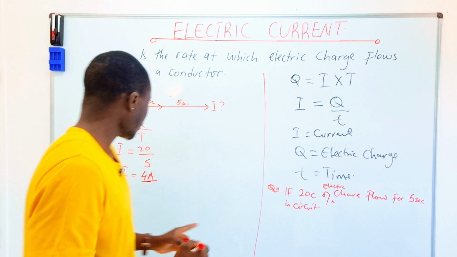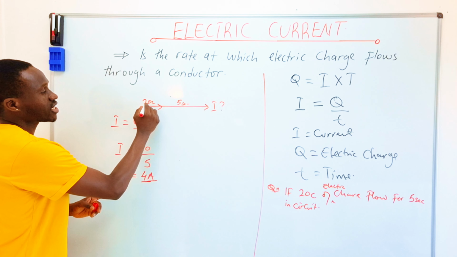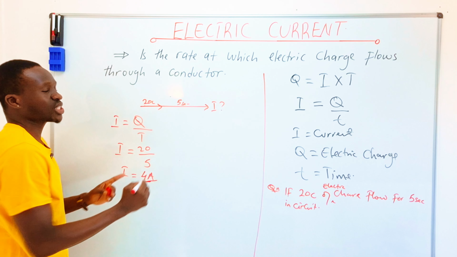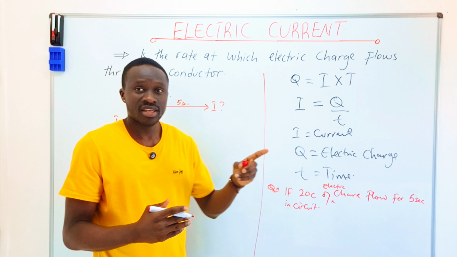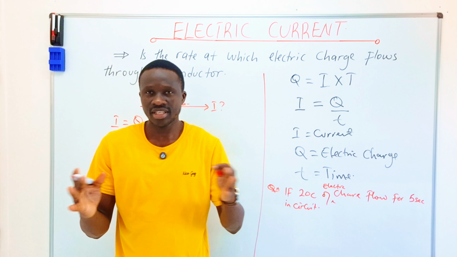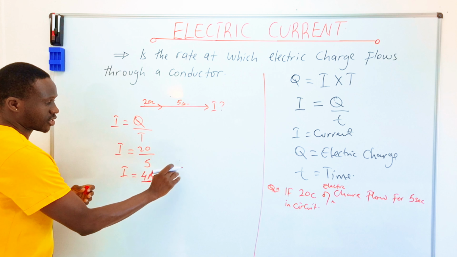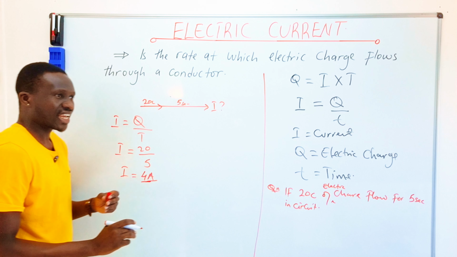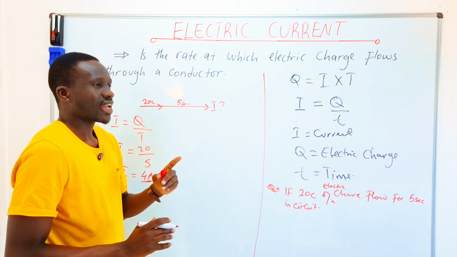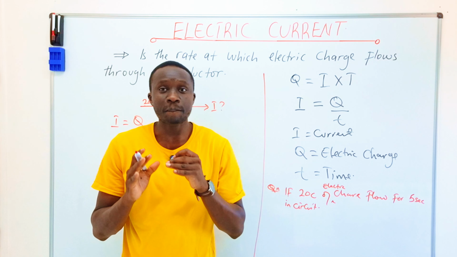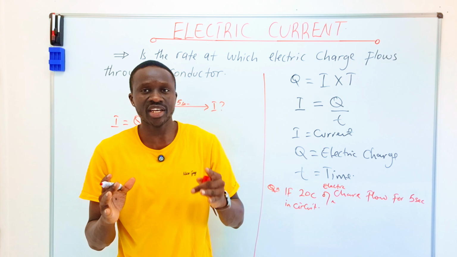Okay? Because an electric charge is the movement of electrons. Let us also say this: one electron like this carries a very big quantity of electric charge.